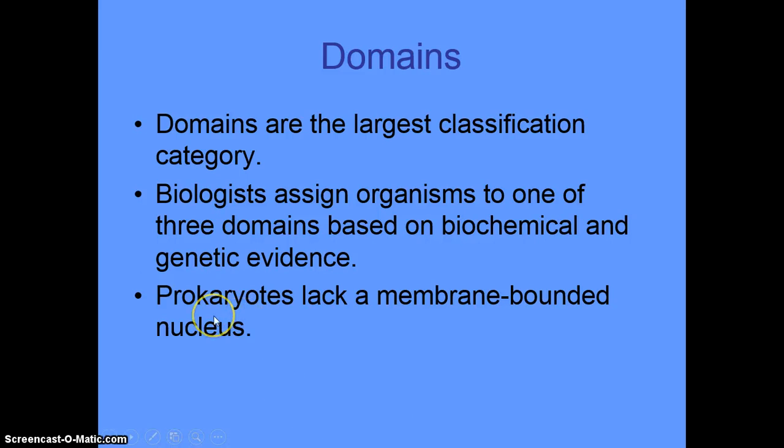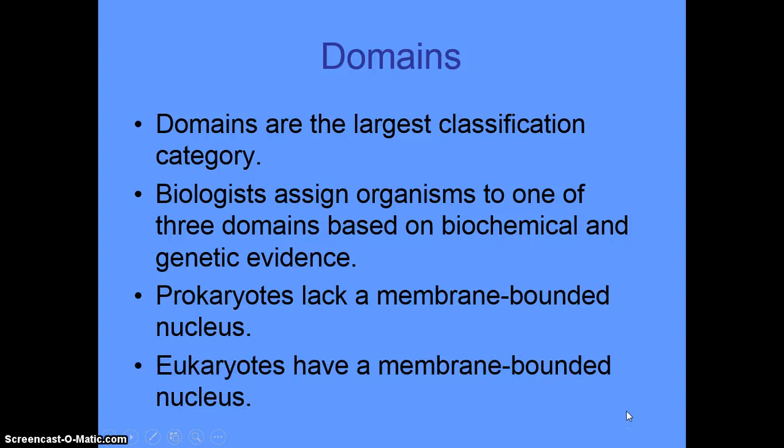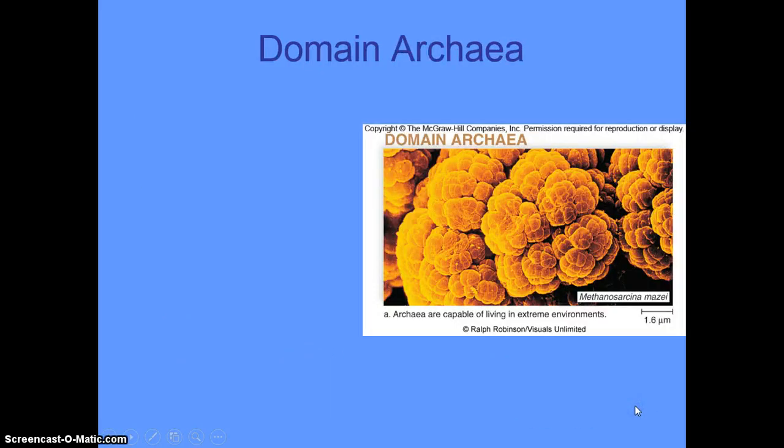We're going to talk more in depth about a prokaryote. Prokaryotes lack a membrane-bound nucleus, which is different from eukaryotes. And eukaryotes have membrane-bound nuclei. These are 2 types of cells. We are made up of eukaryotes. Bacteria are prokaryotes. In the domain Archaea, it's made up of unicellular or single-celled prokaryotes.